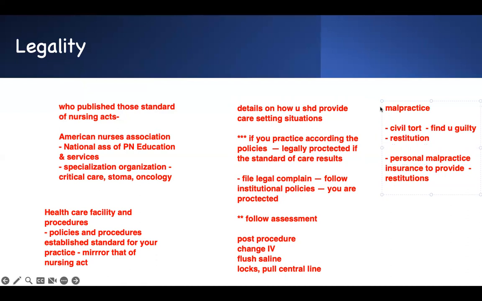So how do you prevent all these things? I've said it multiple times. This is my advice: practice within the provisions indicated in the Nursing Practice Act.